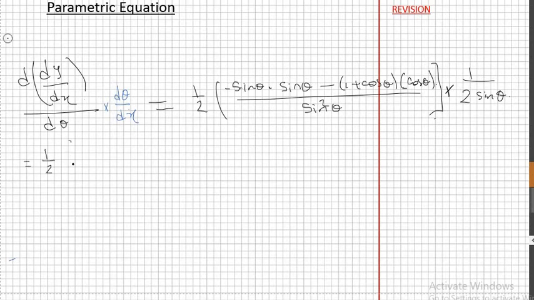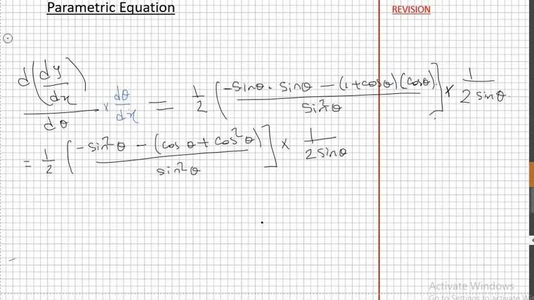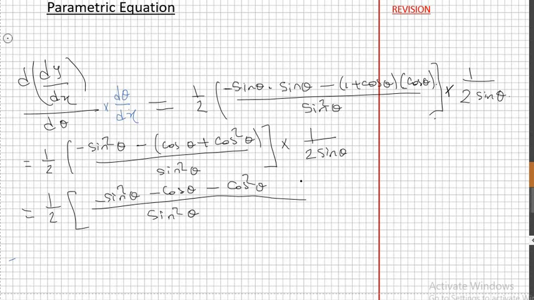So I have half multiplied by, so negative sign multiplied by negative sign gives negative sine square theta. Then we have cos multiplied by 1, so that gives cos. Then we have cos square theta divided by sin square theta multiplied by 1 over 2 sin theta. Here the trick is to simplify the expression that is on top. So we have sin square theta minus cos theta minus cos square theta divided by sin square theta multiplied by 1 over 2 sin theta.